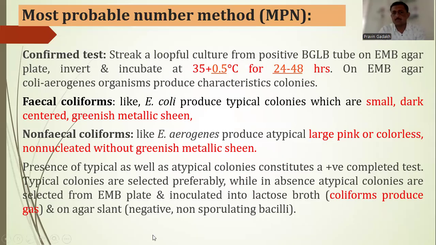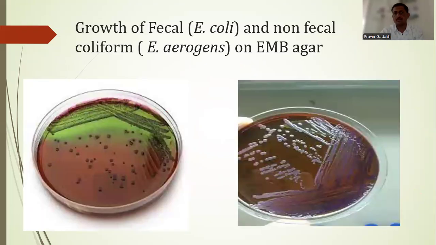Presence of typical as well as atypical colonies constitutes a positive completed test. Typical colonies are selected preferably, while in their absence, atypical colonies are selected from the EMB agar plate and inoculated into lactose broth, where coliforms produce gas, and on agar slant they are gram negative and non-sporulating bacilli. So after the growth on EMB agar, we can also proceed to their morphological characteristics. Here we can observe whether they are gram positive or gram negative, spore former or not. On that basis, we can confirm whether the organism is of fecal or non-fecal origin.